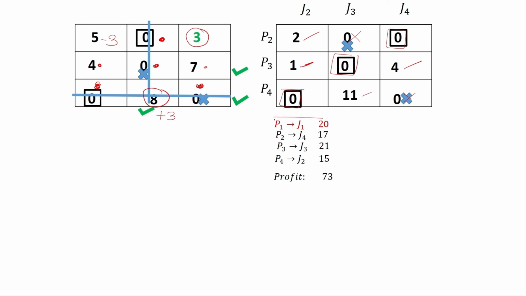What is this P1 to J1? This P1 to J1 was already mentioned, that it has to do job J1. So I have just added back the cost. And these are the costs that I found from the algorithm. See, P2 does what job? J4. So P2 does job 4. And what is this 17? This is the profit that was written in the original matrix. P3 does job 3. P4 does job 2. I add all these costs, I get an answer of 73. So this is all about the assignment problem.